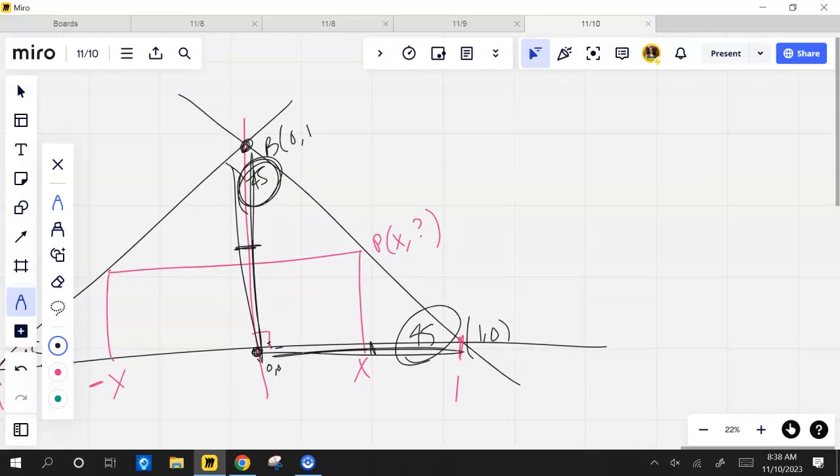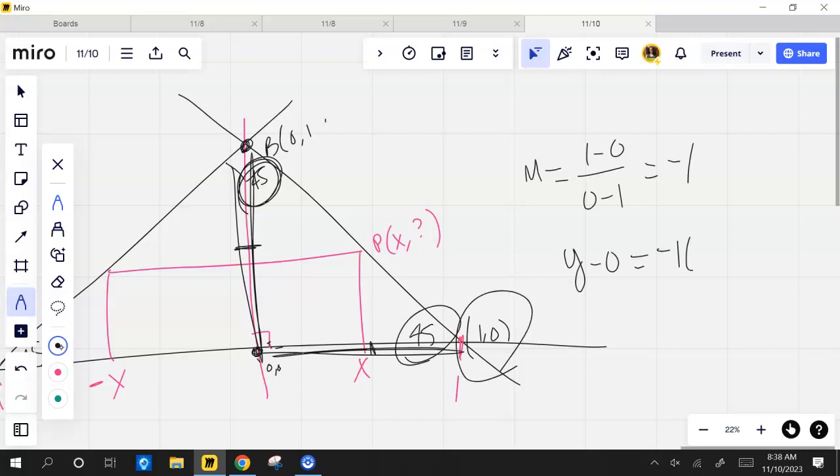Do you agree? Okay. What's the slope? One minus 0 over 0 minus 1, so negative 1, right? And choose one of those points to write your equation of your line. So I'll choose this one. y minus 0 equals slope times x minus 1. Negative x. There's my equation, right?